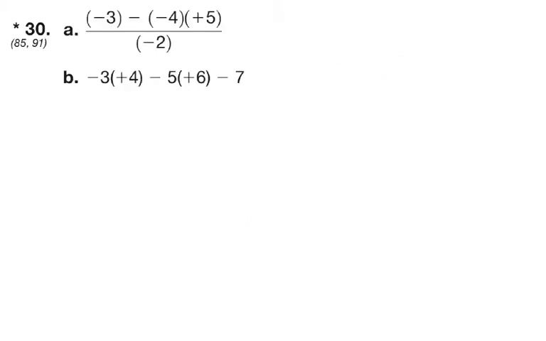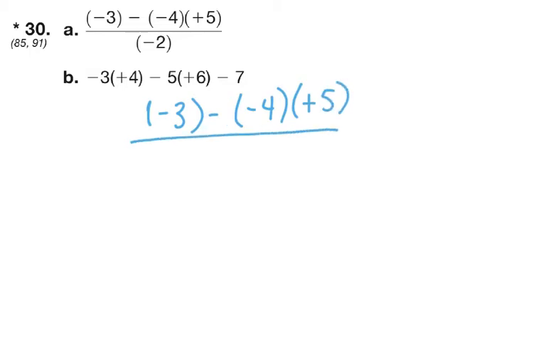All right, our last problem is number 30. We're going to do similar things, but we're going to remember our PEMDAS in doing this. So we have negative 3 minus negative 4 times positive 5. So we have to do our multiplication first. Oh, and that's over negative 2. So negative 4 times positive 5 is going to be 4 times 5, which is 20, and keep your negative. So negative times a positive is a negative. So we end up with negative 20.